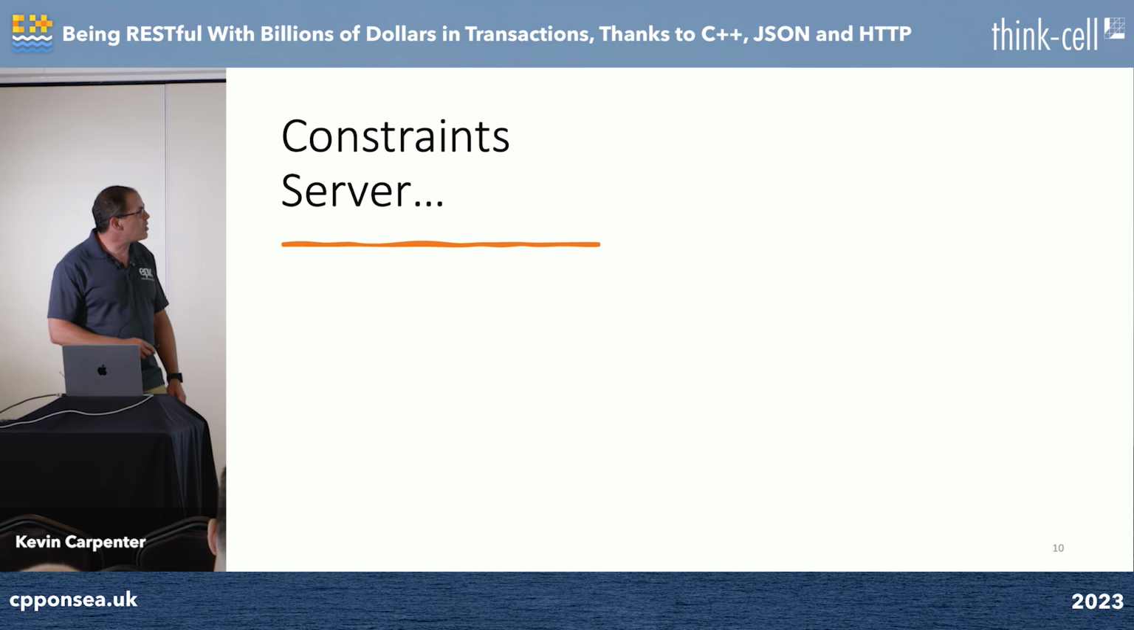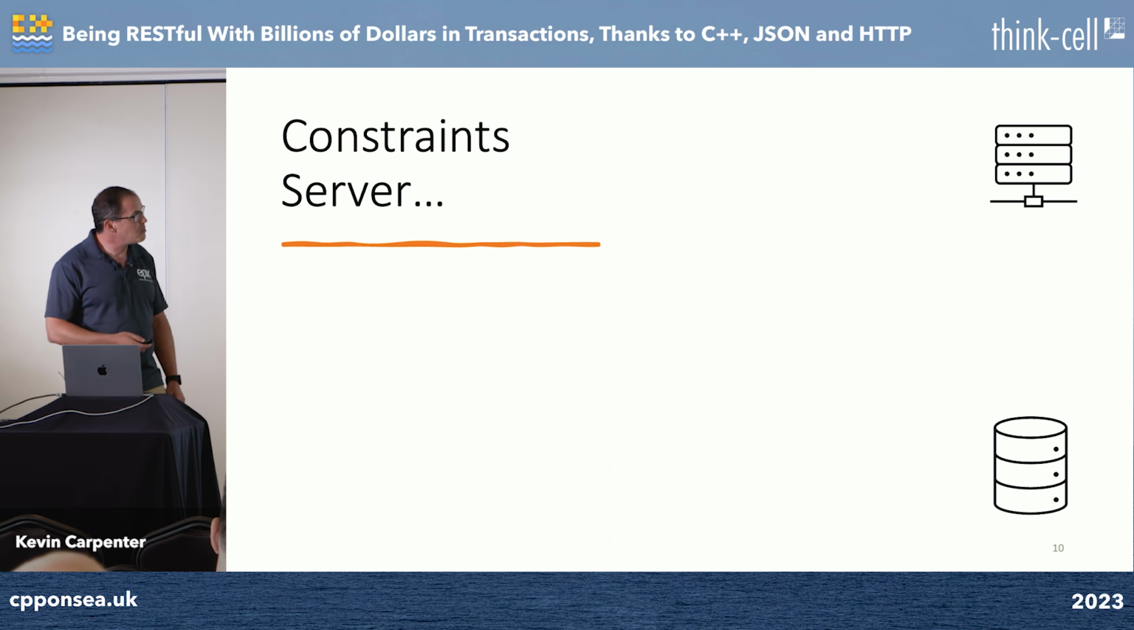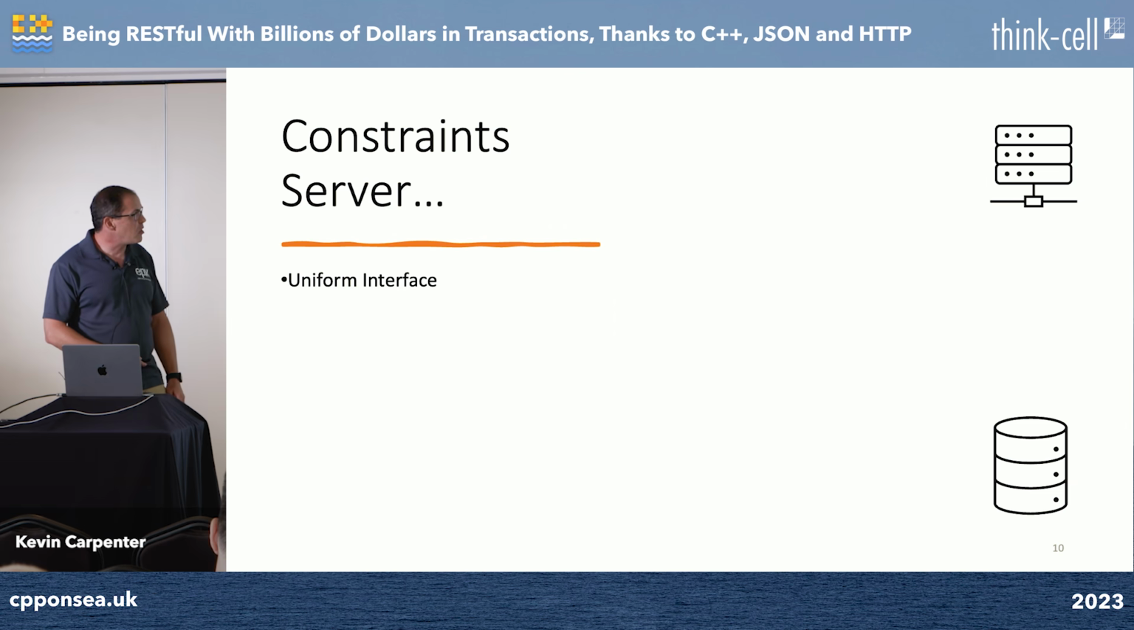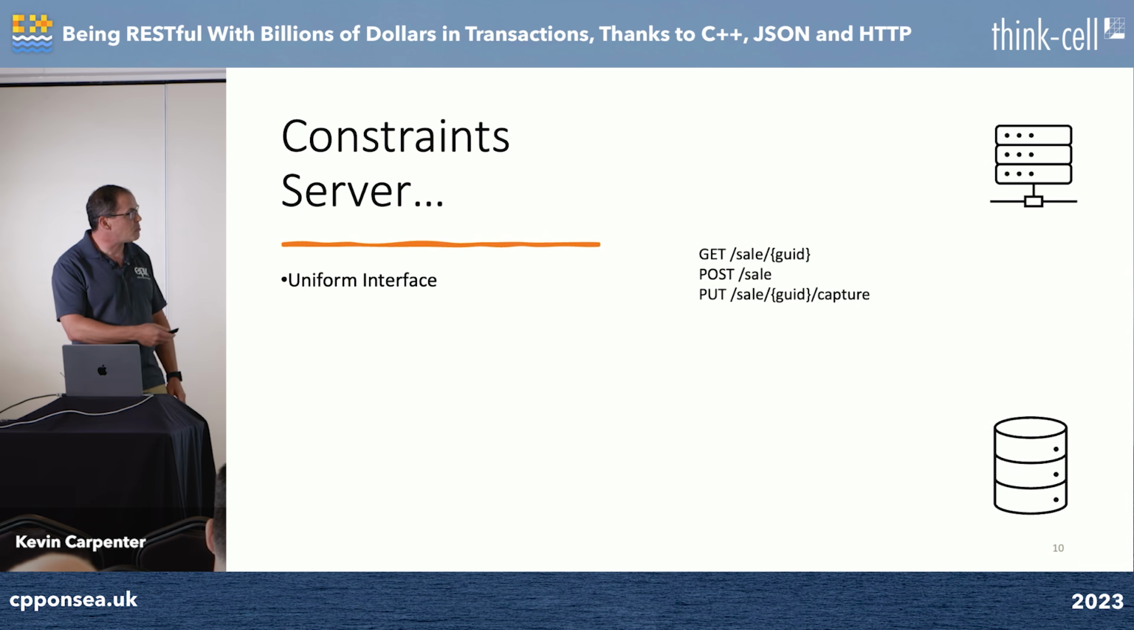All right, so on the server constraints, generally, any kind of a server thing we're going to do, you're going to have web server hardware, you're going to have a database for storage. I think that's pretty clear. But we need a uniform interface, and so we're going to look at some more URIs. So again, here's an example. You might get with a sale for a specific good.